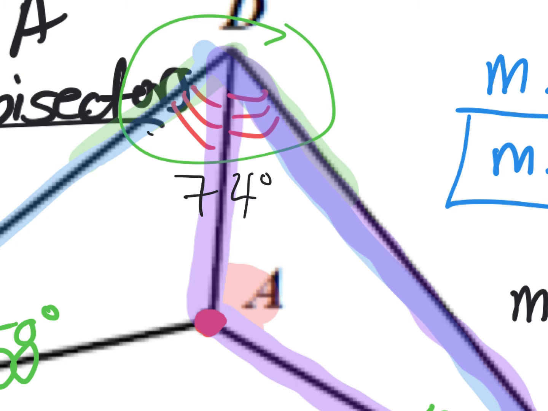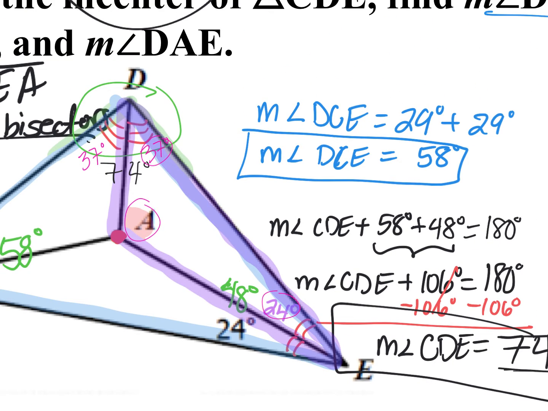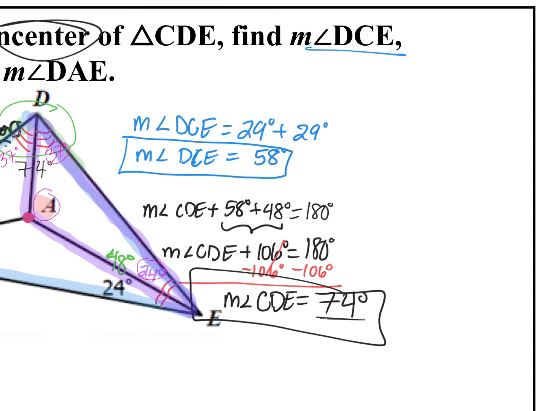Since these two angles right here are congruent, I can divide 74 by 2 and that gives me the two angle measures. Okay, that's going to give me 37. So each of these angles is 37, and if you add them up, they'll give you 74. Since I have 2 out of the 3 angles, I'm going to add those 2 together and subtract that from 180 to help me find measure angle DAE.